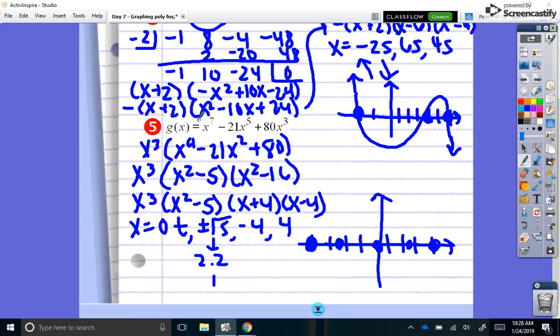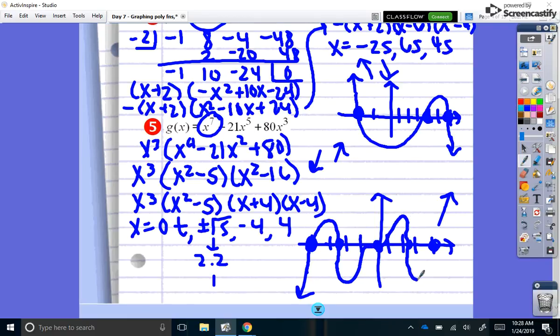And we didn't talk about end behavior, but it was odd degree, positive leading coefficient. So it's going to be down on the left, up on the right. -4 is a single root, so is negative radical 5. 0 is a triple root, so it needs to slide through. Positive radical 5 is a single root, and positive 4 is a single root.